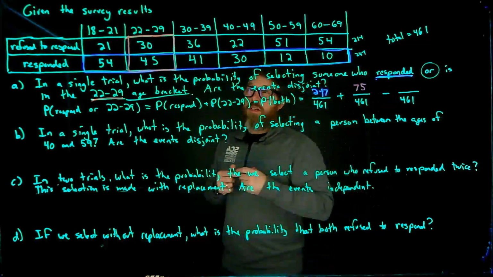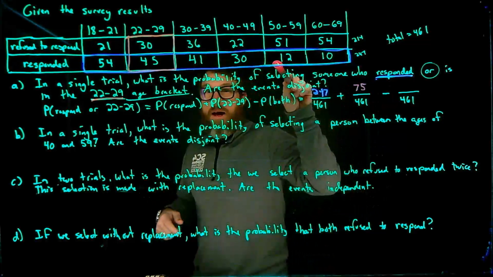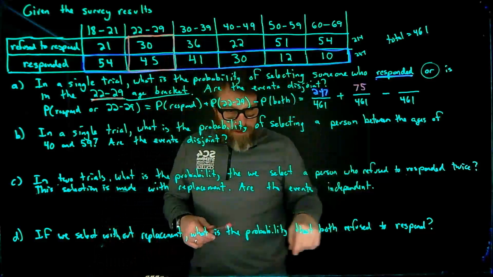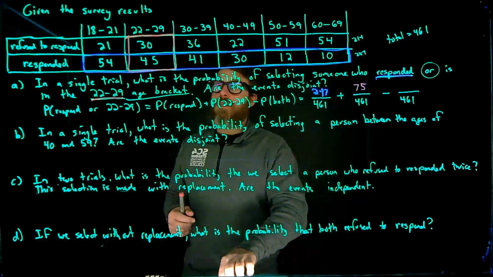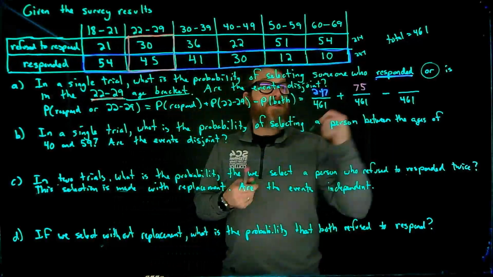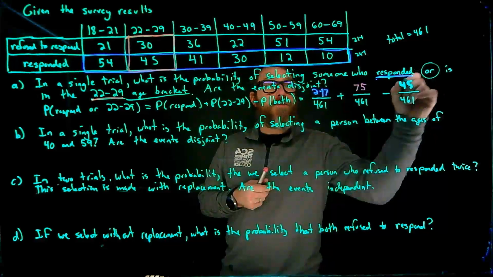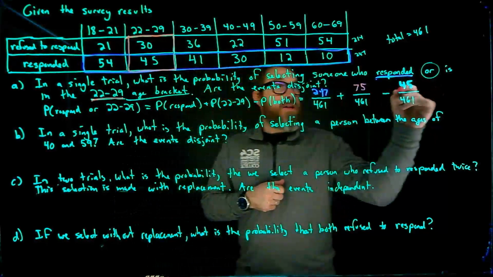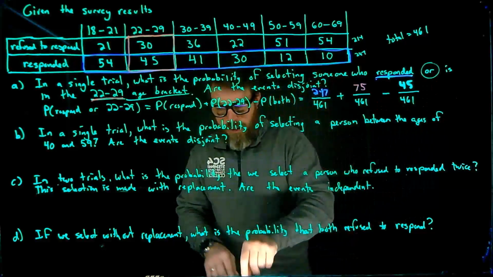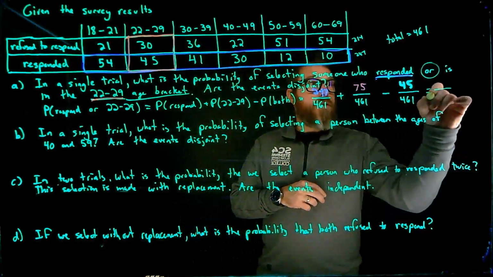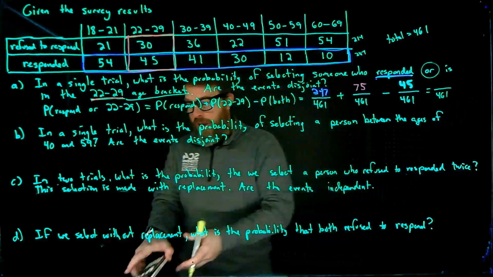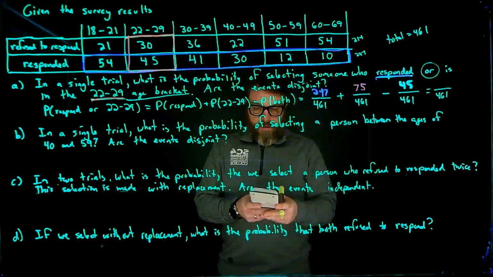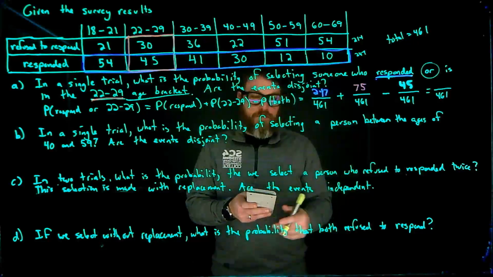Now we have to see if there's any overlap. Are you in the blue box and the pink box at the same time? We can see that that is true, and that's this 45 right here. So I'm going to have to subtract off that 45, this overlap. Now, adding and subtracting fractions, we just add their numerators, keep the denominator. So this is going to be over 461, and 247 plus 75 minus 45 gives us 277.